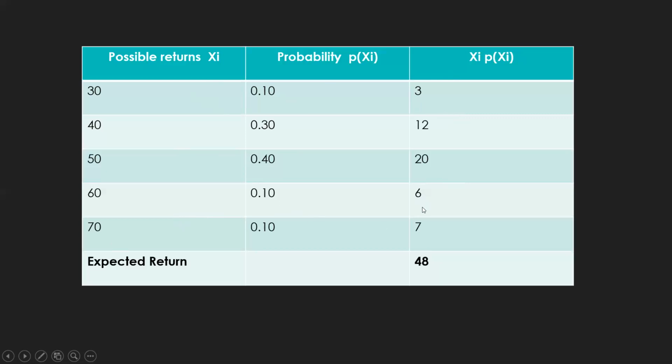Now add up all the values in the last column. 3 plus 12 plus 20 plus 6 plus 7 will give you 48. That is your expected return. That is, if you're investing in this particular security, you can expect a 48% return out of it. So thereby we arrived at the calculation of the expected return.